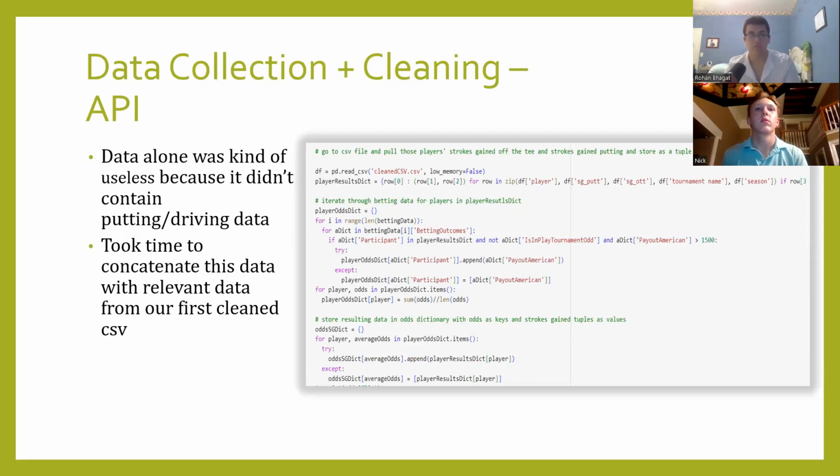And when we were actually doing the cleaning for the API data, there wasn't much to actually clean with the API data itself. It's just that we were pulling data on betting odds for these golfers, and it didn't really have any data on putting or driving. So in order to actually make the data relevant, we had to go back to our CSV that we cleaned earlier and concatenate our API data with our CSV data, which took a while.